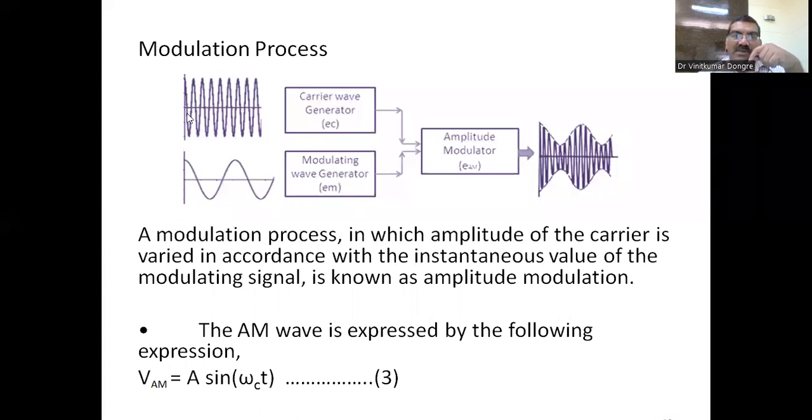Now we have an equation for this, we have an equation for this. Now we want to generate an equation for this, that is the modulated signal. That is simple. Okay. Amplitude modulation is a process in which the amplitude of the carrier is varied. What is varied? Amplitude. According to what? In accordance with the instantaneous value of the modulating signal. What is this? This is the modulating signal. So according to this modulating signal, the amplitude of this carrier signal is varied. So it is put here.